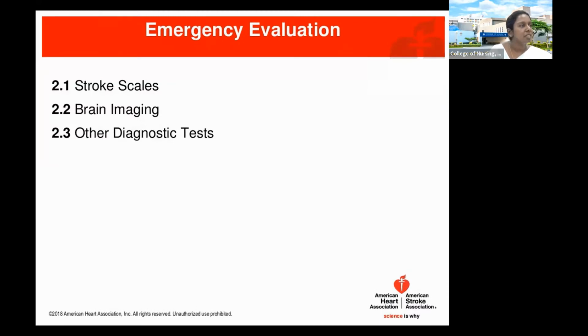The second one is under emergency evaluation. We have 3 things. One is stroke scale. Second one is what imaging has to be done, and what diagnostic tests. Stroke scale, I think all of you are familiar. NIHSS is the standard scale that has to be used. Brain imaging, definitely it is a non-contrast CT scan. And the only diagnostic test that is done prior to thrombolysis is glucose checking.